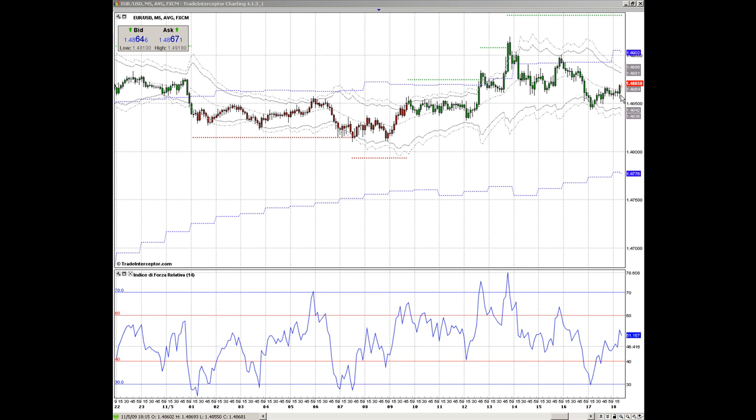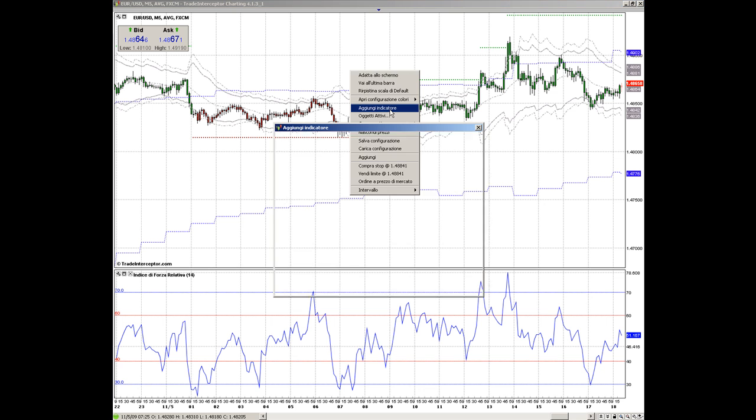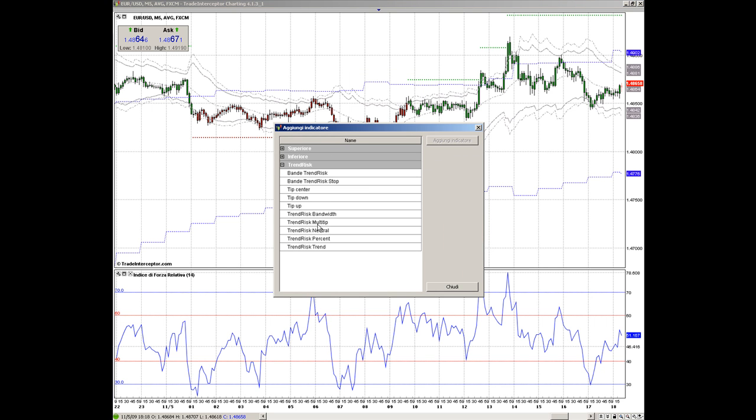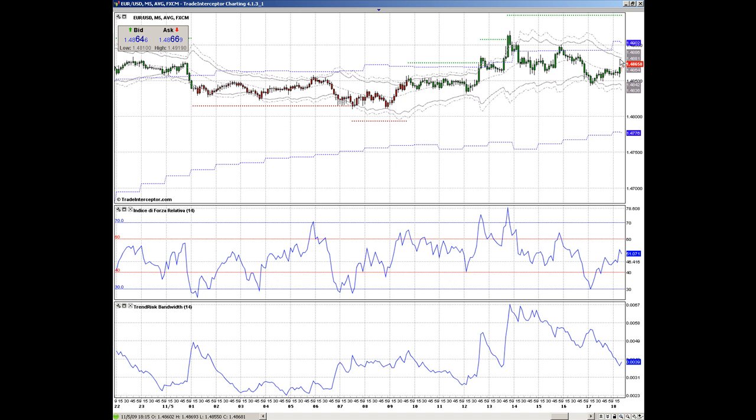If you want to know the bandwidth, you can go here and select indicators and just select Trendrisk bandwidth, and immediately you will see that, for example, now the difference between tip up and tip down is 39 pips. So if you're buying at one of the levels, taking out the spread, consider that you can get a trade of 30 pips. This is just an example of how you can use Trendrisk in intraday using a smaller time frame like 5 minutes.